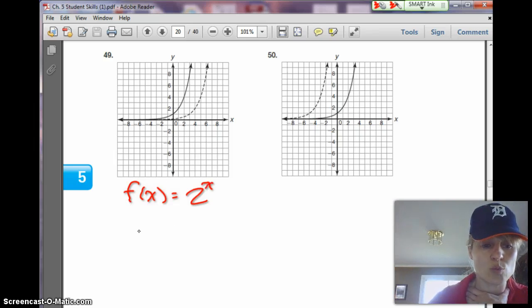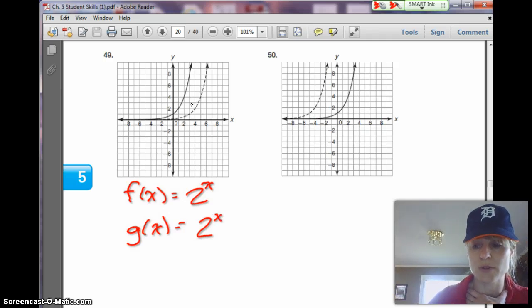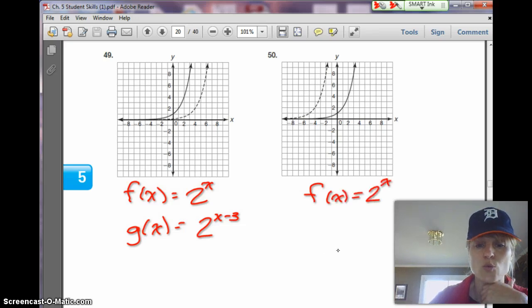Well, if I want to write what g of x is, which is my translated equation, that would be 2 to the x, and then I went right 3 units. So if we look at our notes, right 3 would mean I put minus 3 in the exponent. So I want you to try 50. Let's stick with the same parent equation. Let's say I told you this was f of x and it's 2 to the x power. Write the translated equation for this one, and then we're done.